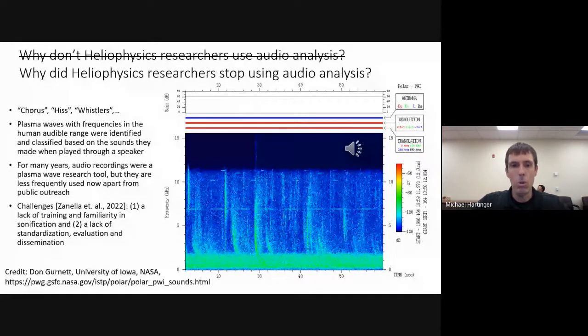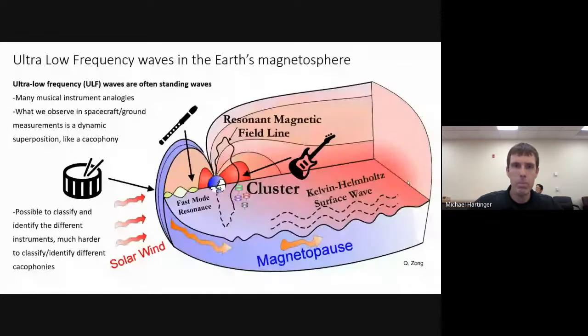So when we're learning from the textbooks about plasma waves and so on, we're looking at visuals, we're looking at time series. We're not listening to sounds. Similarly, there's a lack of standardization of tools. And so the type of work that we're doing, and I'll come back to this at the end, is trying to address some of these challenges.